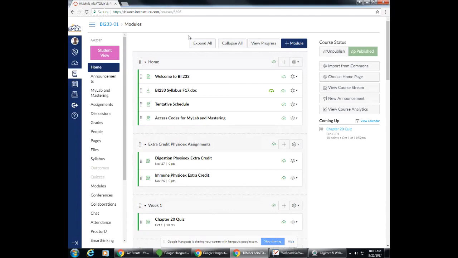At the very top you have the syllabus, a copy of the syllabus, which is what I just gave you, and then a copy of the tentative schedule, and then access codes for my lab. And it might be that you don't need access codes, but it may be that you do. So I haven't quite figured that out. So if you could check on that sometime before Wednesday, I would greatly appreciate it.